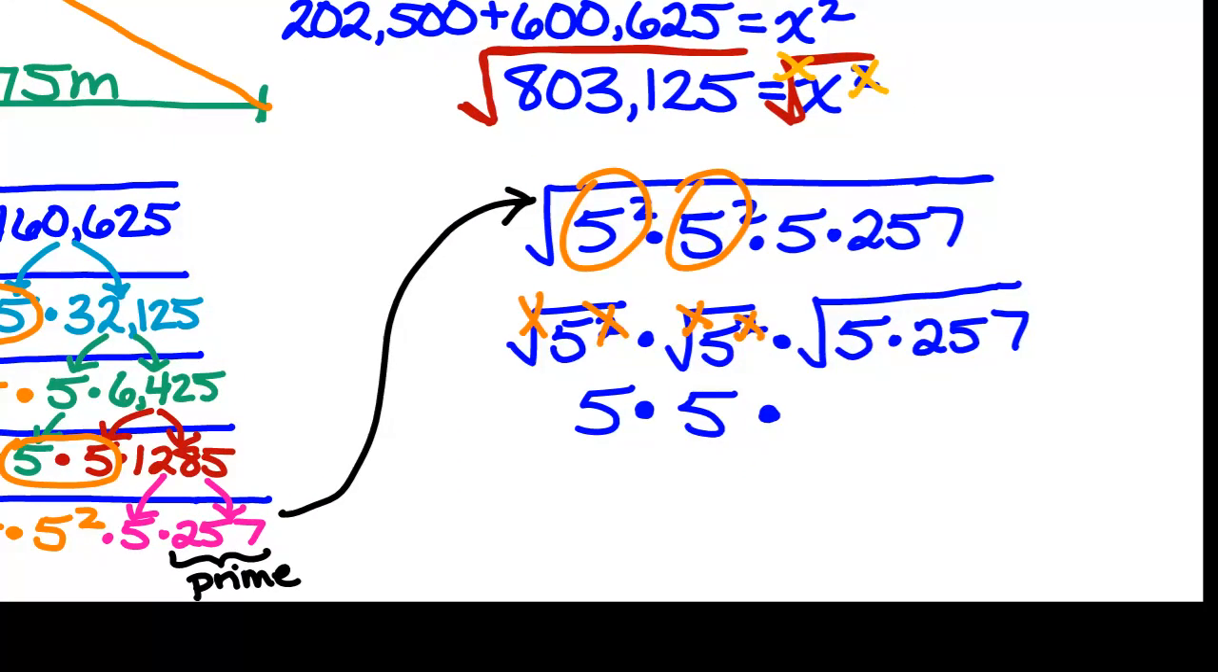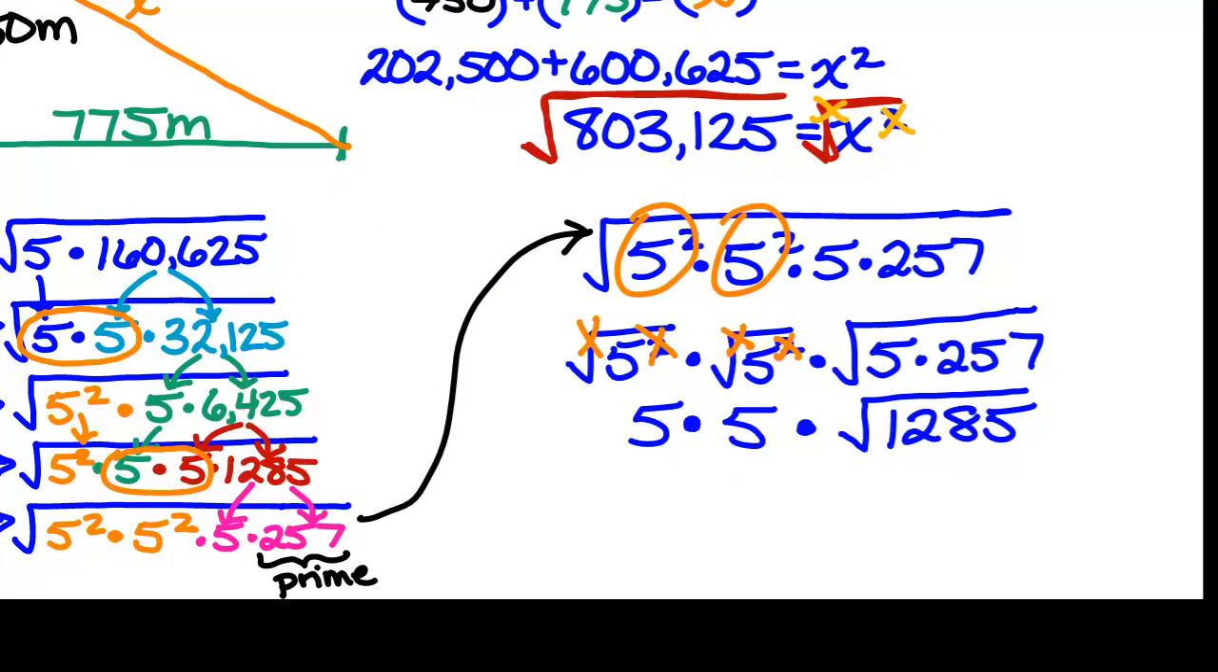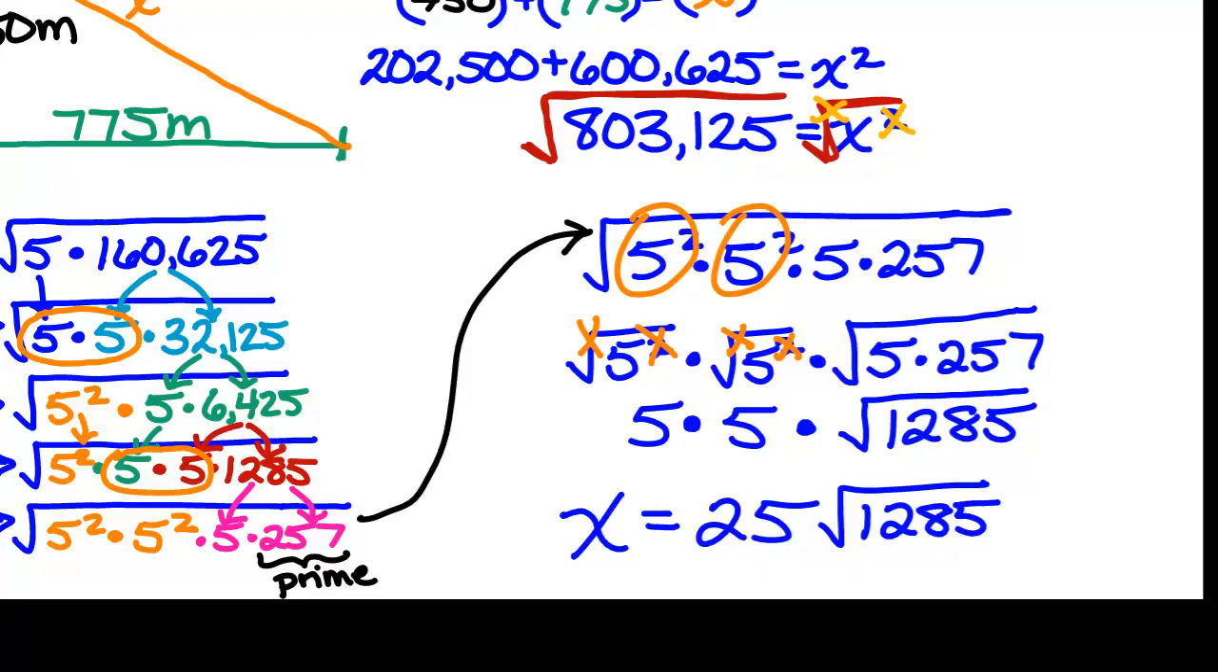Times, I don't have anything squared underneath the radical over here, so I'm just going to multiply those two back together. What is 5 times 257? 1,285. All right, and then to finish out my answer, what is 5 times 5? So x is 25 square root of 1,285 meters.